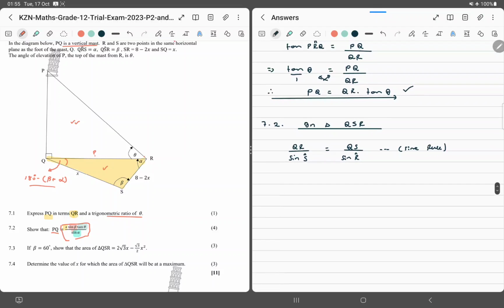So that is the sine rule, okay? This implies now QR is what we want over sine of S, which is sine of beta, is equal to QS, which is X, over sine of R, which is alpha. Then we just simply cross multiply, then solve for QR. We can say therefore QR is equal to X sine beta over sine alpha.